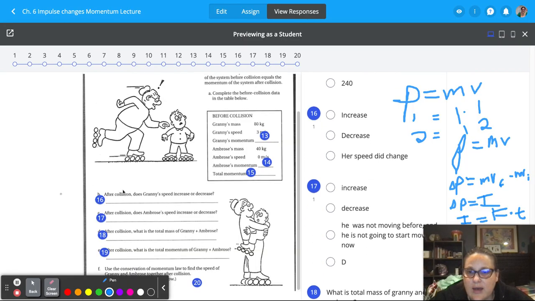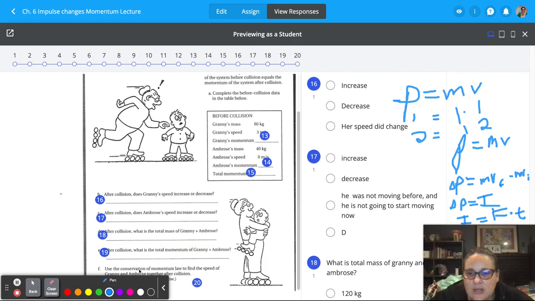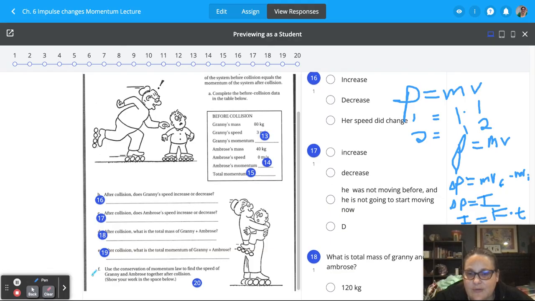And so after the collision, does Granny's speed increase or decrease? After the collision, does Ambrose's speed increase or decrease? After the collision, what is the total mass of Granny and Ambrose? So we can do that one really quick here. 80 plus 40, so 120. After collision, what is the total momentum of Granny and Ambrose? Now, based on the law of conservation of momentum, the total momentum does not change. So whatever the total was before is the same total as after. Use the conservation of momentum law to find the speed of Granny and Ambrose together after the collision.